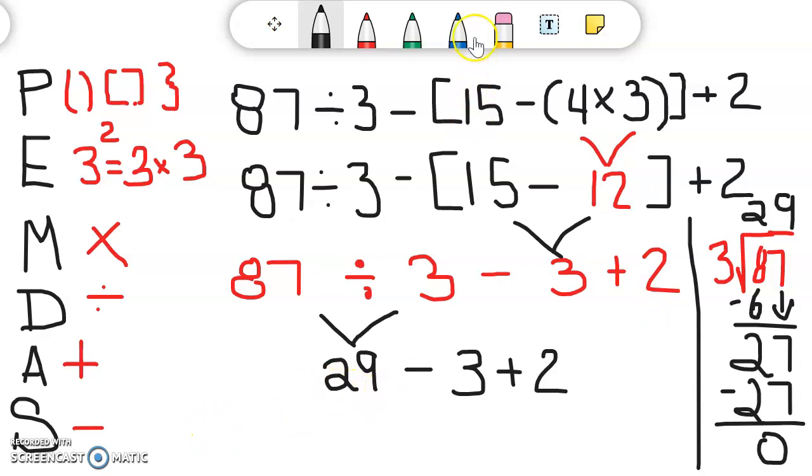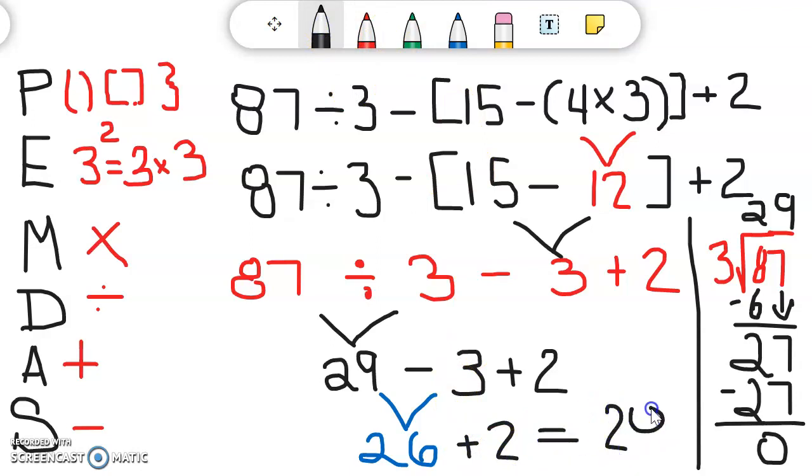And this subtraction right here is first. So 29 subtract 3 is 26. So then I bring down the plus sign and the 2. 26 plus 2 is 28.